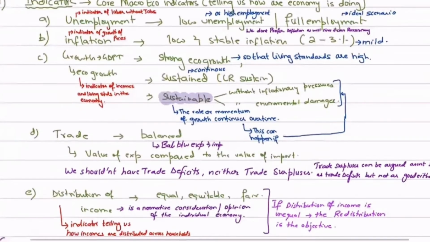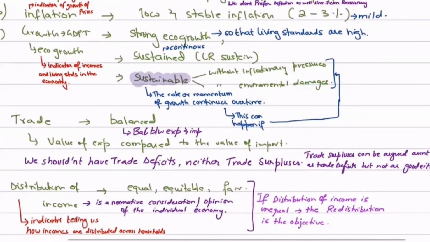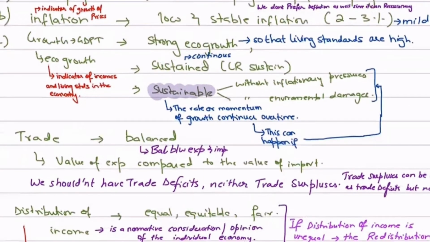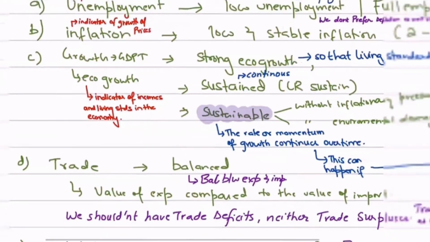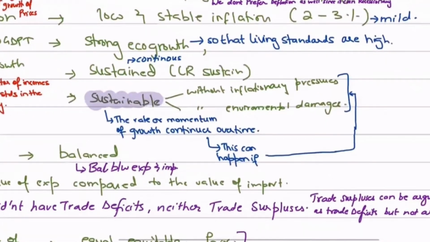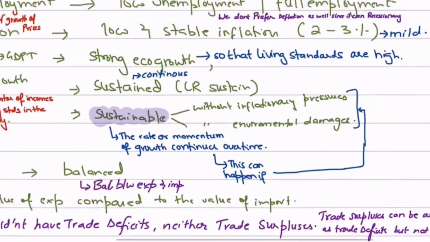Third indicator for measuring the performance of an economy is to go through the growth rates of the economy, to assess the GDP of the economy, to look at the economic growth in the country, right? Because economic growth and GDP is basically the indicator of incomes and living standards in the economy. The higher the GDP or the higher the economic growth, the higher the living standards and the incomes in the economy. So this indicator is very important. Because of this indicator, the government aims for economic growth that is strong, that is high economic growth.